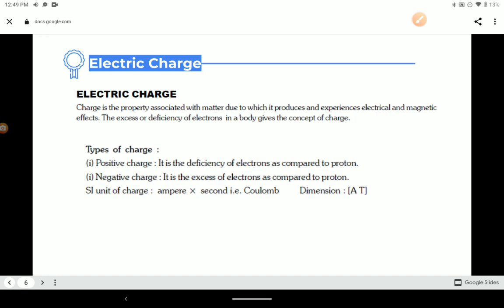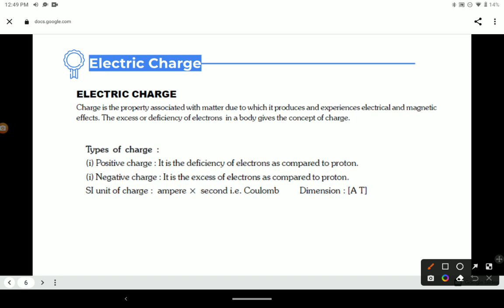First, what is electric charge? Electric charge is a property associated with matter due to which it produces and experiences electrical and magnetic effects. Actually, the excess or deficiency of electrons in a body gives the concept of charge, which means if any body is having charge, it is having either an excess of electrons or a deficiency of electrons.